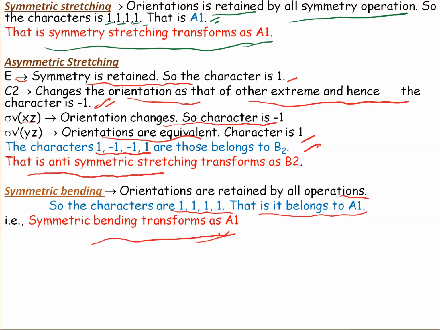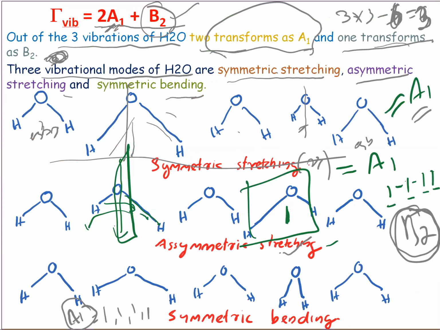And from these vibration degrees of freedom, we have to assign which vibrations have which symmetry. In the case of the water molecule, we have found that symmetric stretching has A1 symmetry. Asymmetric stretching has B2 symmetry. Symmetric bending has A1 symmetry.